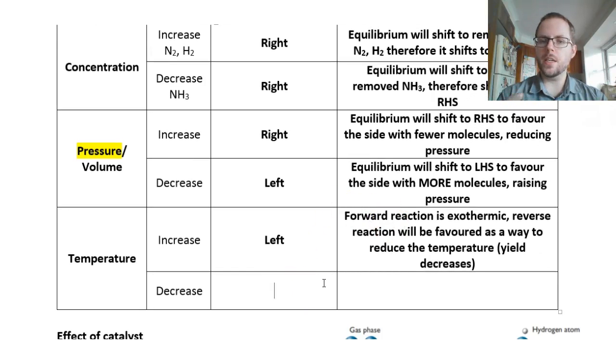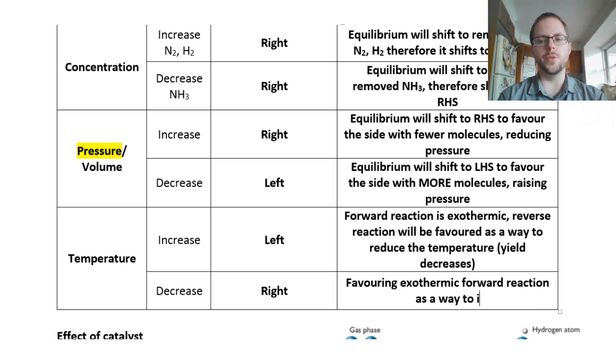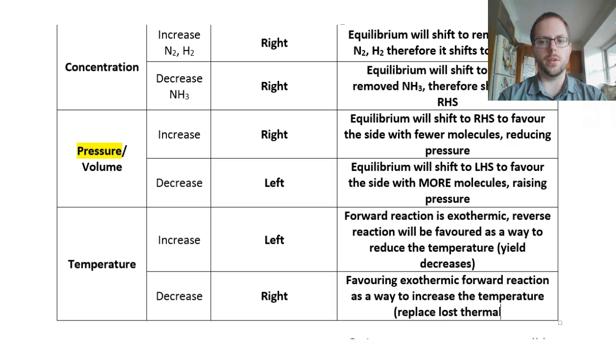Whereas if we decrease the temperature, then we're going to get the opposite. We're going to get a shift to the right. We're favoring the exothermic forward reaction as a way to increase the temperature. Or another way you can think about it would be to replace lost thermal energy. It can be quite helpful to think about energy as a term that's included in our chemical equation. So if we consider it as something that's been taken out, it's going to shift to the side that will replace it. So it will favour the exothermic forward reaction.